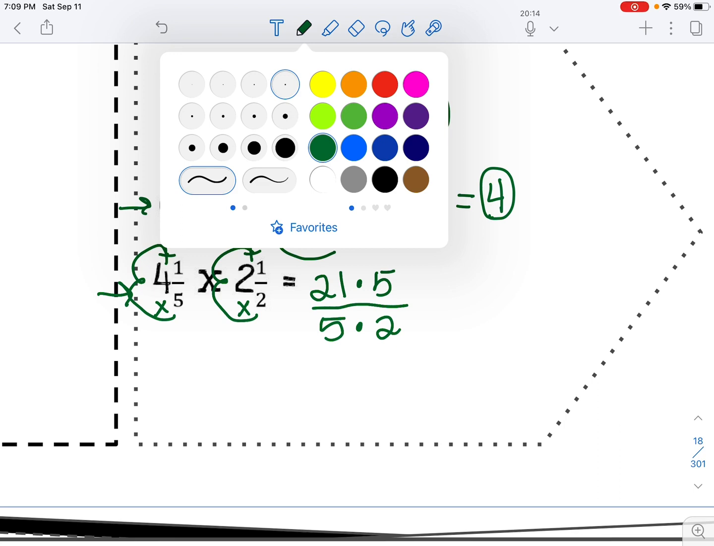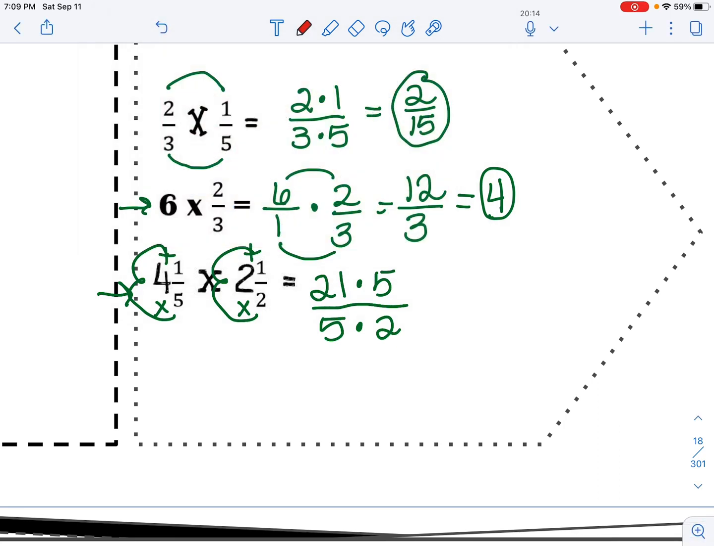So let me teach you a trick, and I don't want you to get confused, but we will see this a lot in 6th grade. If I'm looking at my numerators and my denominators, if I see a common factor, I can cross cancel, or cross simplify is what we call it. So 5 divided by 5 equals 1. So these turn into a 1. So now I have 21 times 1, which is 21 over 2.